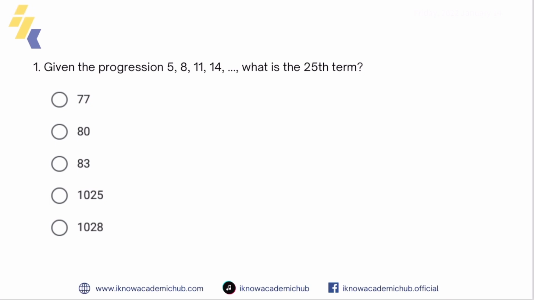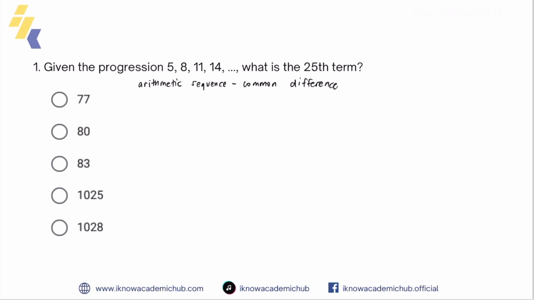So let's start our review for the first question. Given the progression 5, 8, 11, 14, and so on, what is the 25th term? Notice that the given progression is an arithmetic sequence dahil may common difference ito. Again, I'll write here: arithmetic sequence. Meron siyang common difference.